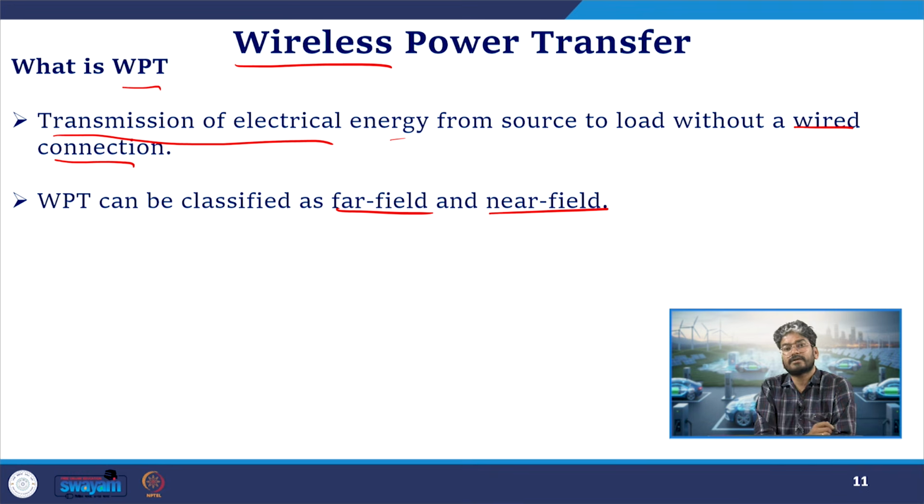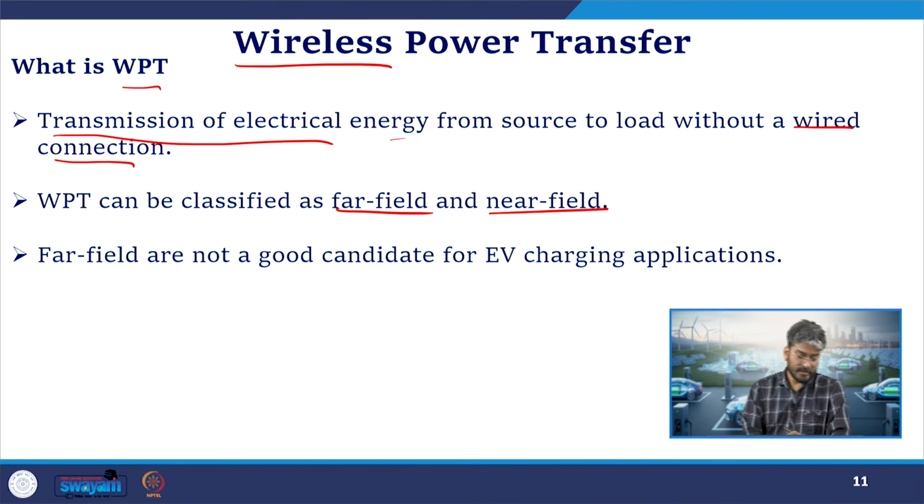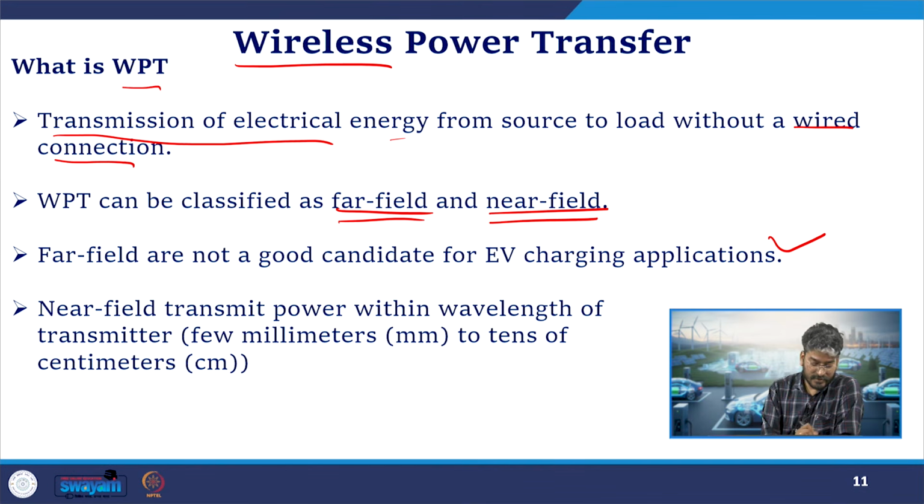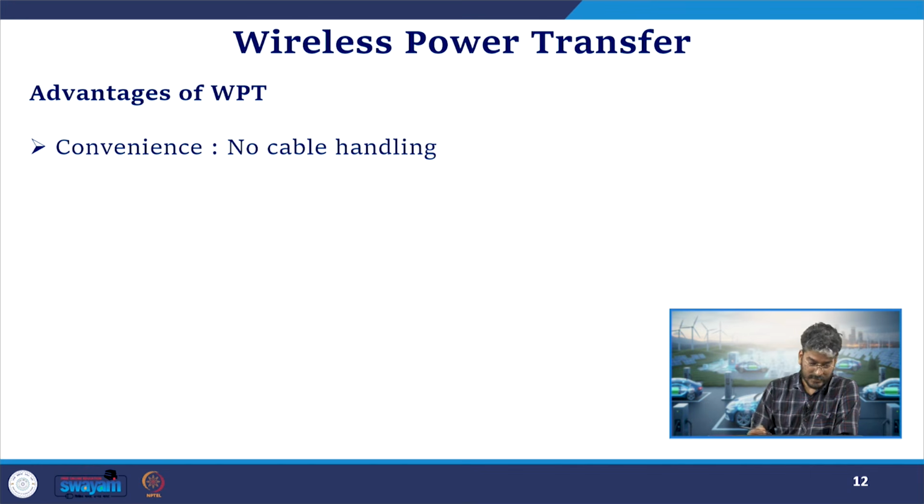As the name suggests, far field transfer is not a good candidate for electric vehicle application because the source and load will be very far away from each other. Based on the distance, we classify this as far field or near field. For our electric vehicle application, near field transmission is better, where the receiver and the transmitter, that is our electric vehicle and the source for that charging, will be located at a distance limited to a few tens of centimeters.